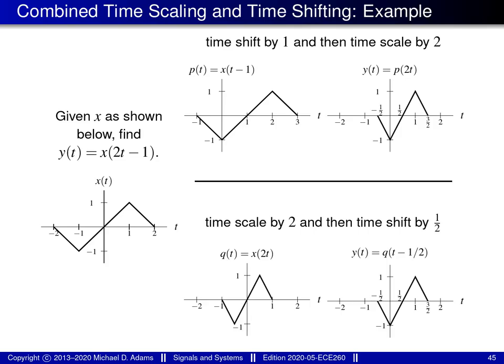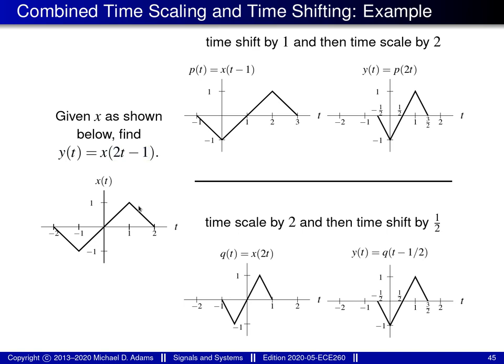On this slide I have an example illustrating a combined time scaling and time shifting transformation. So in this particular example, we're given the function x that's shown in this graph here, and then we're asked to find the function y, where y and x are related by this equation here. So in terms of the equations that we were looking at earlier, this corresponded to the value that we were calling a, and this value here corresponded to the value we're calling b.